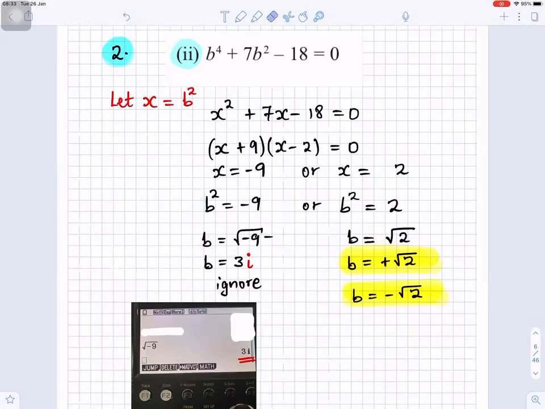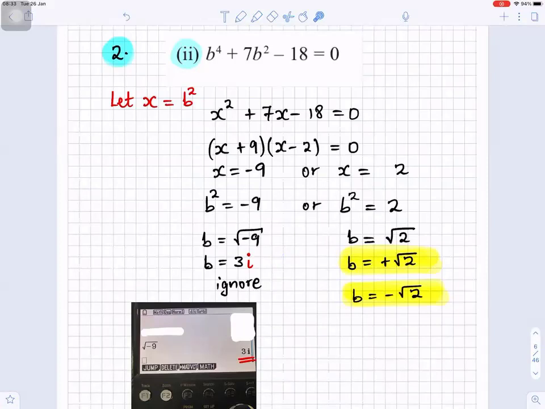And the square root of minus 9 is 3i, a complex number. So we ignore this solution. If you see there in the calculator, I've put it in the complex mode, so that when you have square root of minus 9, it gives you 3i. But we're going to ignore this answer. We look at the other side.